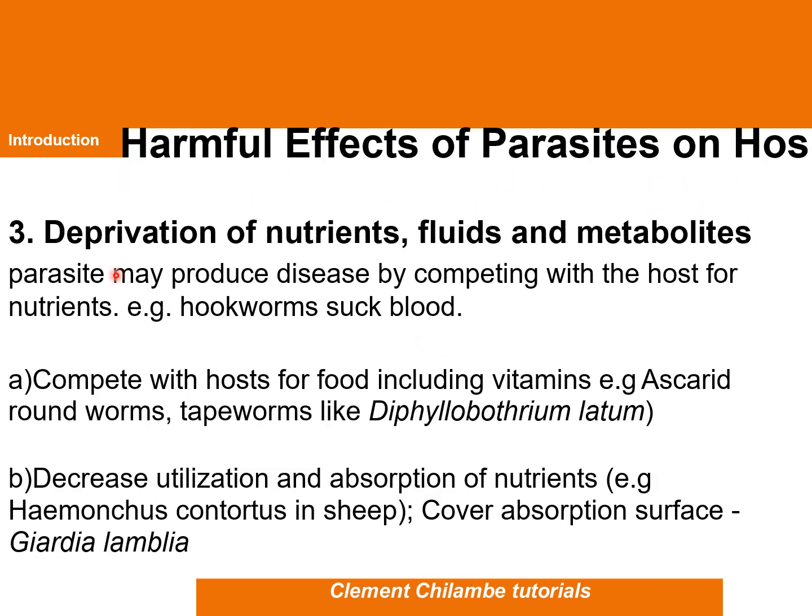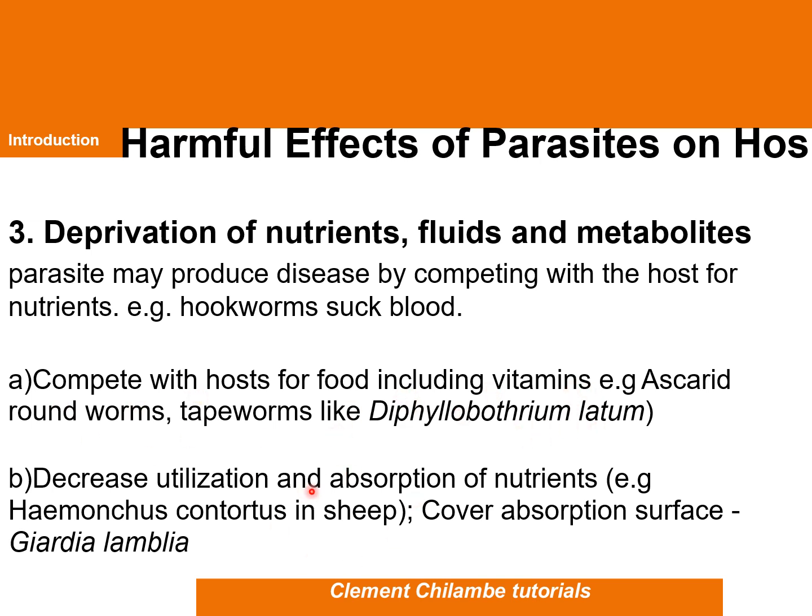And then we have deprivation of nutrients, fluids, and metabolites. These parasites may produce diseases by competing with the host for what? The nutrients. And one example that we cannot even forget is the hookworms, isn't it? The hookworms suck blood. What are they doing in turn? They are depriving nutrients, fluids, and metabolites here. So it's specifically fluids. They're depriving fluids. Another thing that we might want to talk about is they compete with the host for food, including vitamins, isn't it?